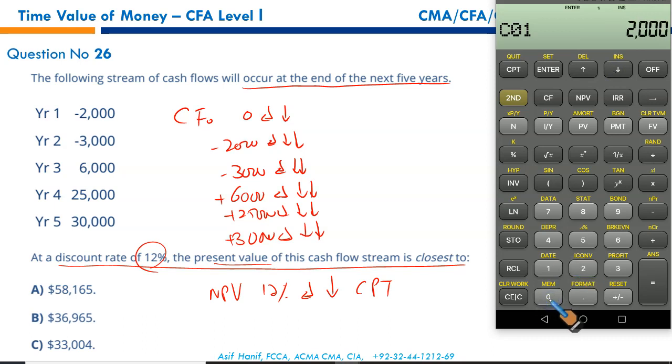2,000 negative, enter, twice, down arrow key, 3,000 negative, enter, down arrow key twice, and then we have 6,000 positive. It's a single cash flow, so double down arrow, then 25,000, enter, double down arrow, and then we have 30,000, enter, double down arrow, and you need to press the NPV. Interest rate is 12%. I hope we get the right answer.